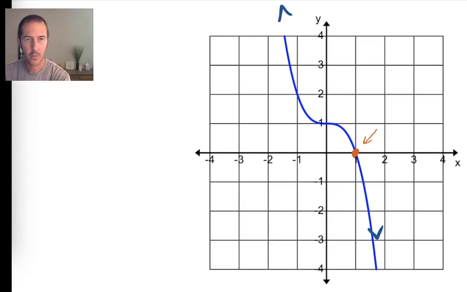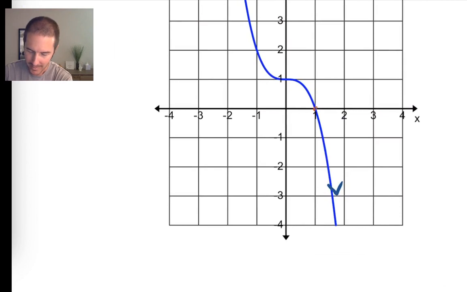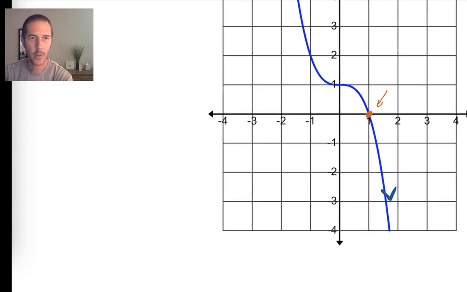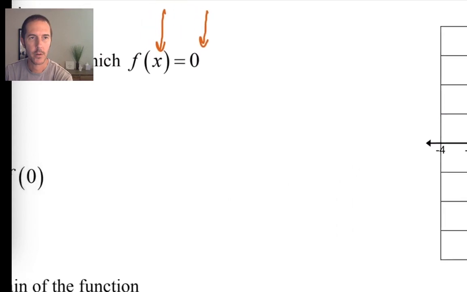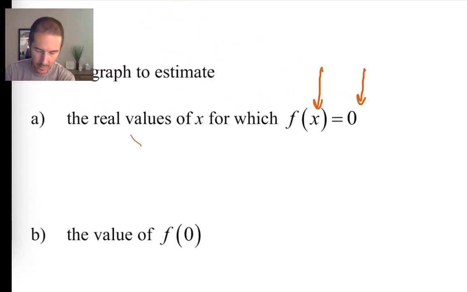And what's the x coordinate that goes along with that point? Oh, I've done it backwards. It's a y value of 0, sorry. Wanted to make sure I wasn't mixing my x's and my y's. So this point has a y value of 0. Its corresponding x value is a 1. So our answer is x equals 1.